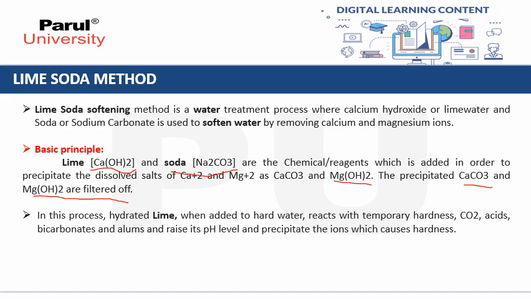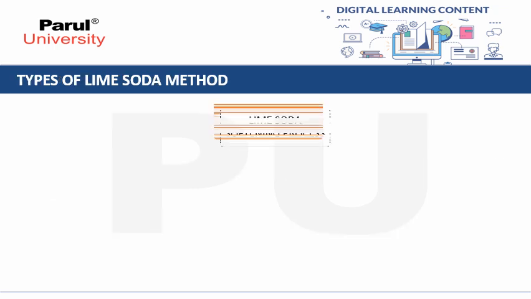So in this process, the hydrated lime, when added to hard water, reacts with the temporary hardness, carbon dioxide, acids, bicarbonates, and alums and raises its pH level and precipitates the ions which cause the hardness.